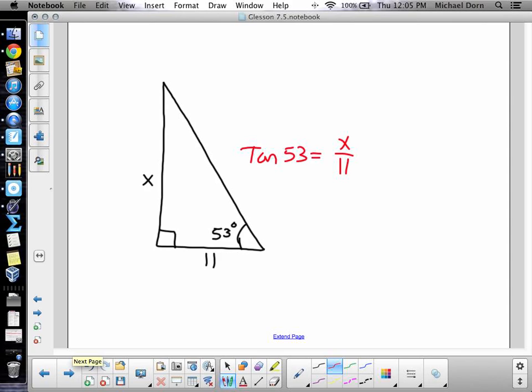And now I could solve that basically multiplying both sides by 11. 11 times the tangent of 53. Notice it's not 11 times 53, okay? We know tangent of 53 has a value. And whether I change it to that value before or after I multiply doesn't make a difference, but notice I'm not multiplying 53 by 11. Tangent of 53 by itself has a value. So 11 tan 53, I get 14.6.